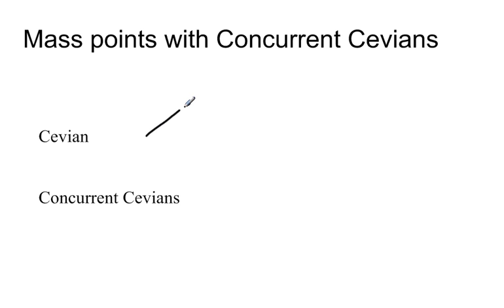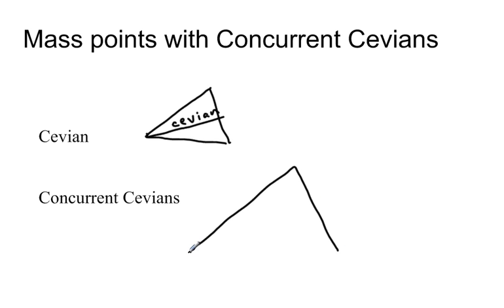A cevian is simply a segment that goes from a vertex to the opposite side of a triangle. So there's our cevian. But when we have concurrent cevians, that means we have three of these lines and they all meet at a single point in the triangle. So those are concurrent cevians.